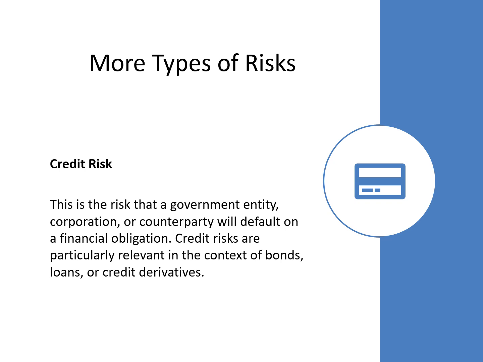The next is credit risk. This is the risk that a government entity, corporation, or a counterparty will default on a financial obligation. Credit risks are particularly relevant in the context of bonds, loans, and credit derivatives. So with the United States and its high debt, it has never defaulted on debt, but its credit rating has come down because our debt is such a large portion of our GDP. And so the credit risk associated with investing in US bonds went up.